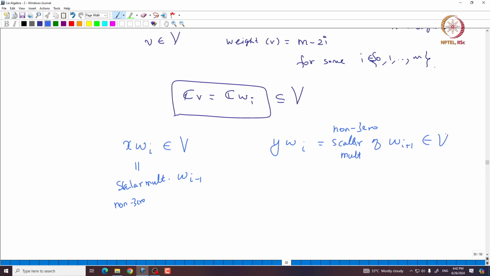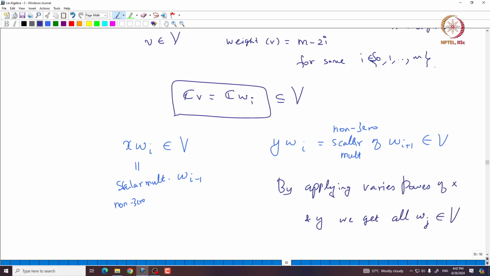Now, by repeating this, by applying various powers of x and y, we get all w_j inside capital V. That shows that Sm is a subset of V, that shows that Sm equals V.